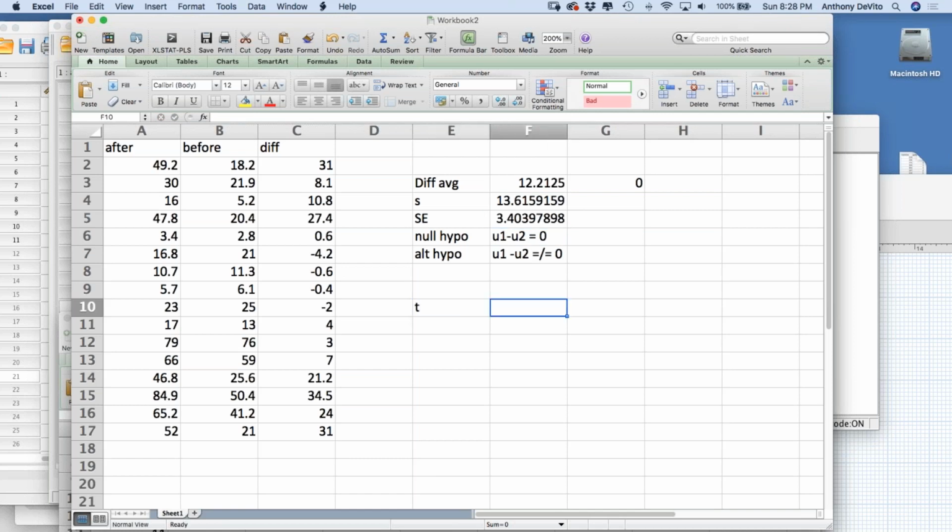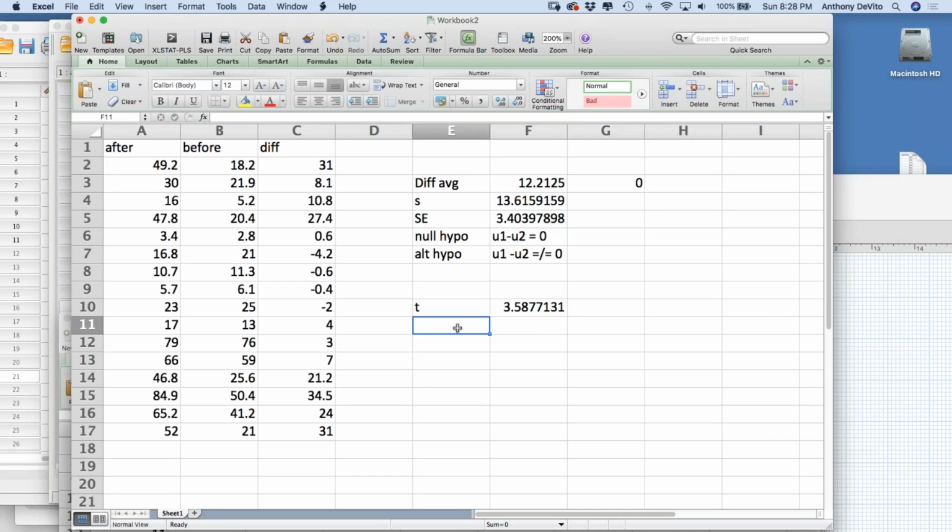My t-value is going to be equal to the difference for this group, minus the value I'm comparing it to, which is 0, divided by, okay, and I'm going to put parentheses around here, my standard error. And my standard error is equal to 3.403. So my t calculated is equal to 3.58.